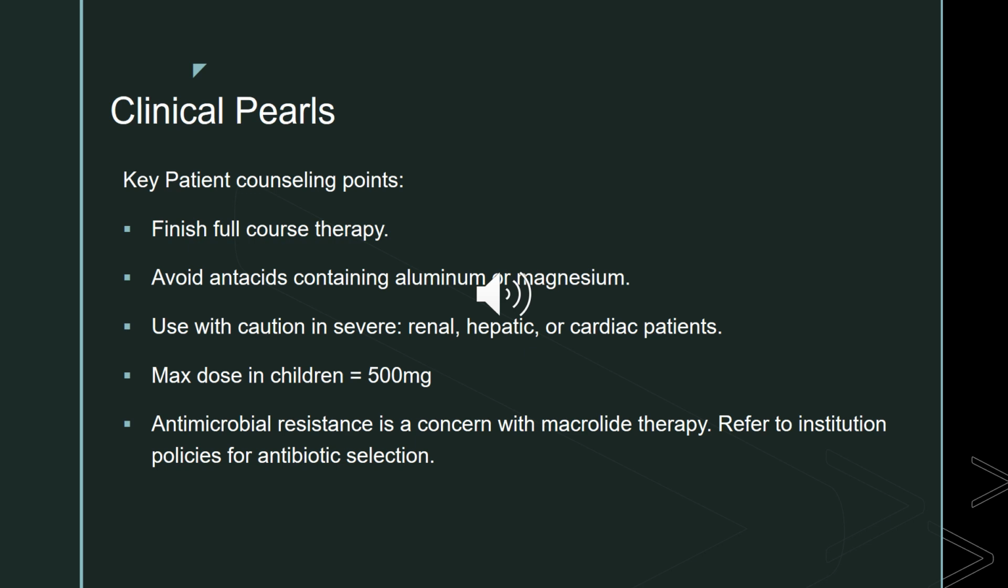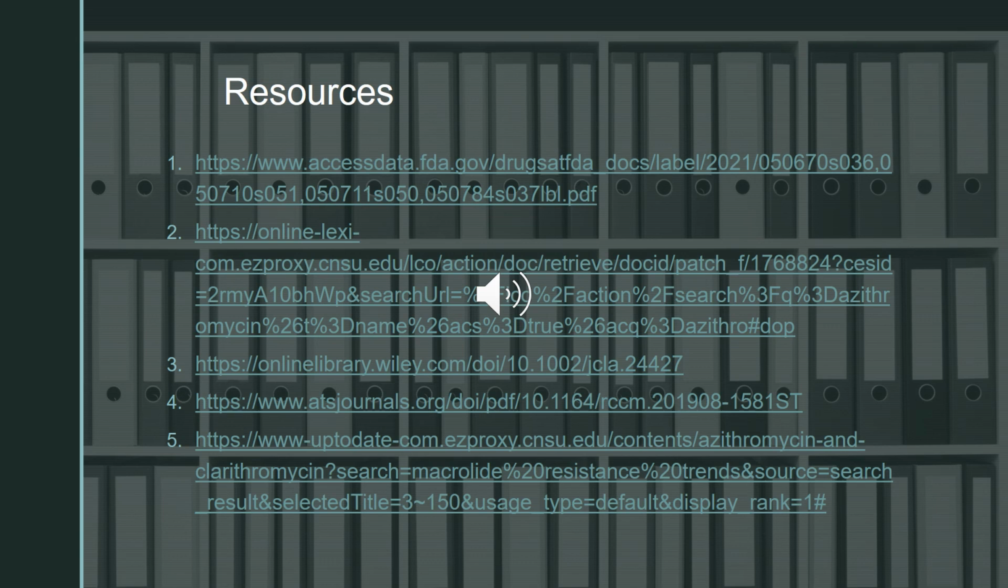And antimicrobial resistance is a concern with macrolide therapy, so we're going to refer to institution-specific policies for antibiotic selection. So disregard the idea that if one institute is using a lot of azithromycin, we can too. This is going to be based on resistance and susceptibility patterns at your location specifically. So this is going to be institute-specific policies that are going to highlight which antibiotic is best selected for your practice. And here are some of the references used in this presentation.